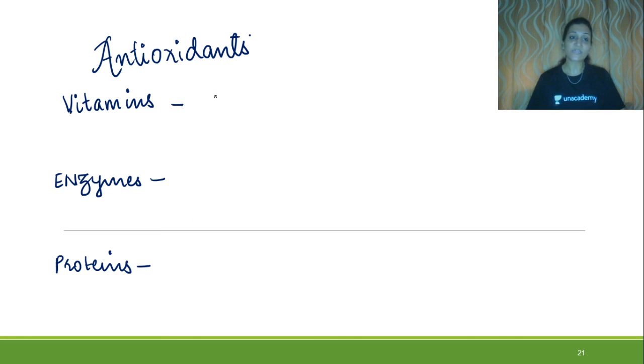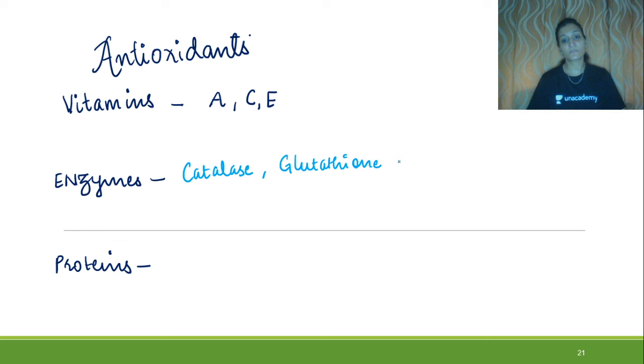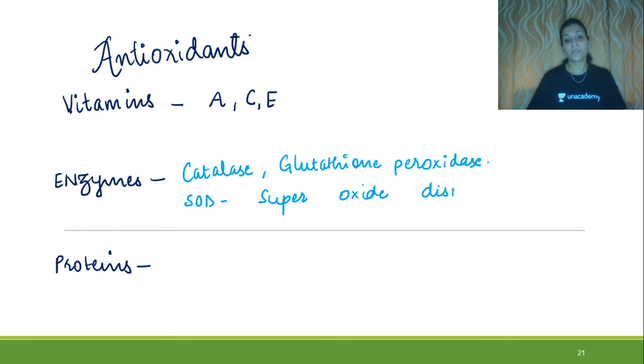The vitamins which fall in the category of antioxidants are A, C, and E, and the enzymes which fall in the category of antioxidants are catalase, glutathione peroxidase, and superoxide dismutase. These are the enzymes.